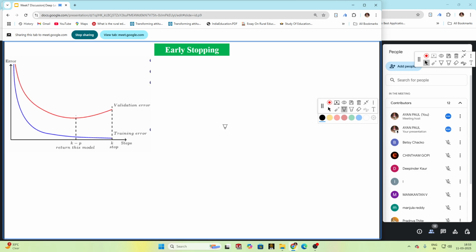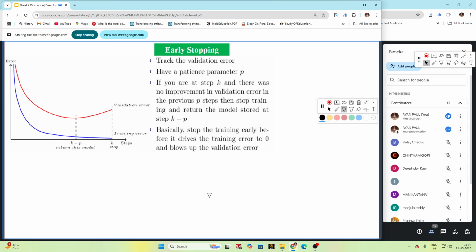Now there is a method called early stopping. What we are seeing here in the curve that we have discussed again and again is: what is our most optimum point? The most optimum point is the point at which our test error, or validation error, is minimum. That is the optimum point. If we can stop our training at that optimum point, we will ensure that our model will not overfit, or drive the training error to 0. That is the intuition behind early stopping.